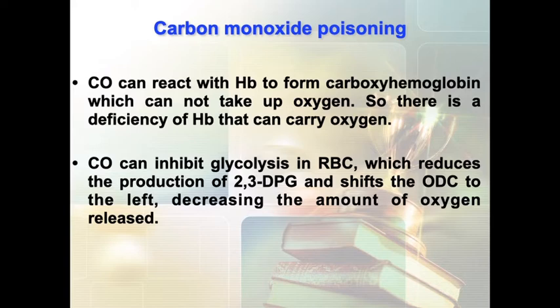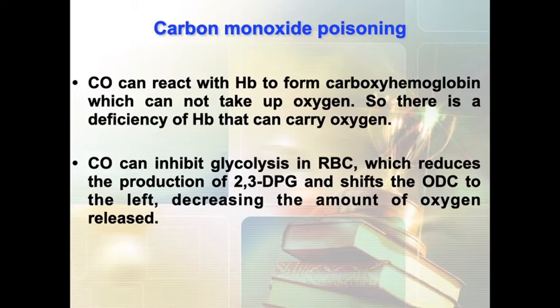Once the sites on the hemoglobin are taken by carbon monoxide, it cannot carry oxygen anymore. So there is a deficiency of hemoglobin that can carry oxygen. And carbon monoxide can also inhibit glycolysis in RBC, which reduces the production of 2,3-DPG and shifts the ODC to the left. What is ODC?